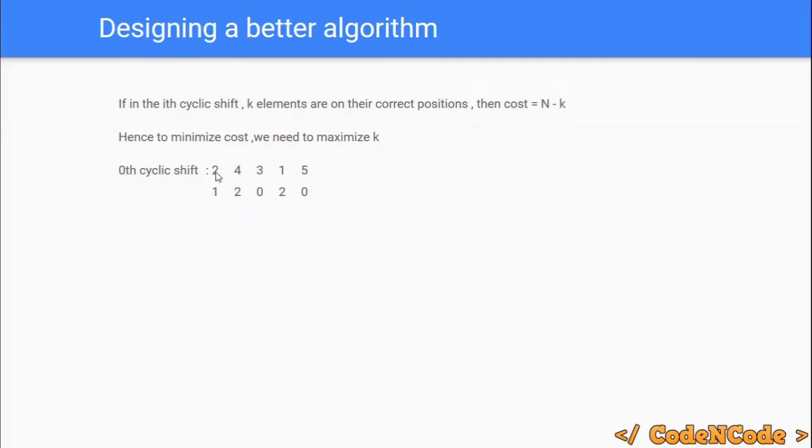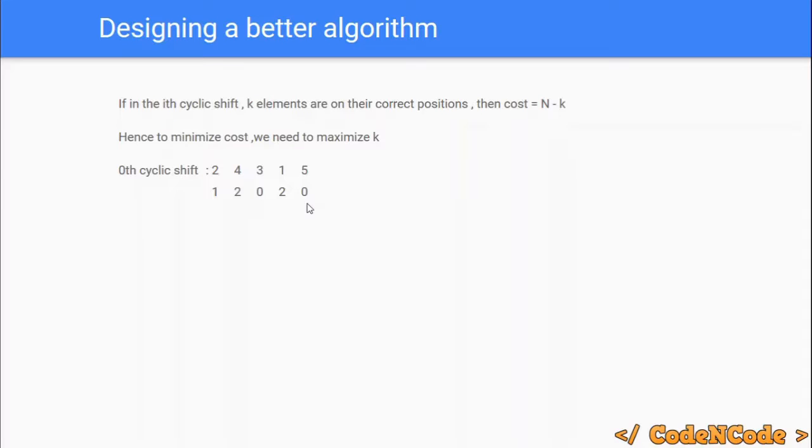Now element 2 will be on its correct position after one right cyclic shift. You see, if you perform one right cyclic shift, 2 will be here, which is its correct position. So 2 requires one right cyclic shift. Similarly, 4 requires 2 right cyclic shifts to be on its correct position. You can see 4 needs to be here. For 3 we need to perform 0 cyclic shifts because 3 is on its correct position. For 1 we need 2 right cyclic shifts, because when you perform it the first time it would be here, and then when you perform the next right cyclic shift 1 would be here. For 5 we need 0 right cyclic shifts.